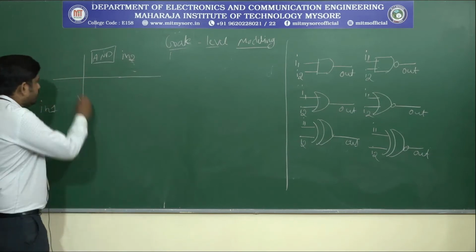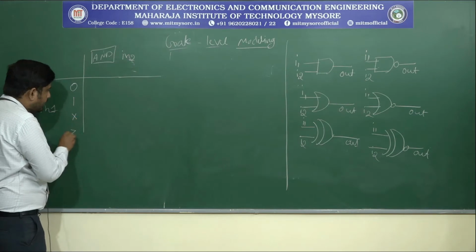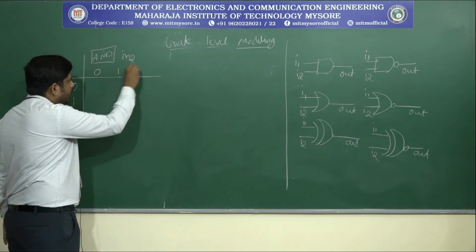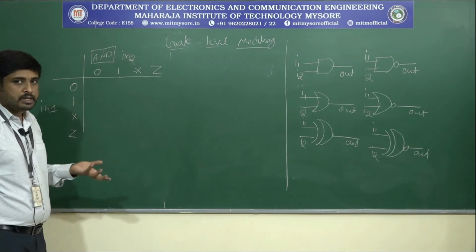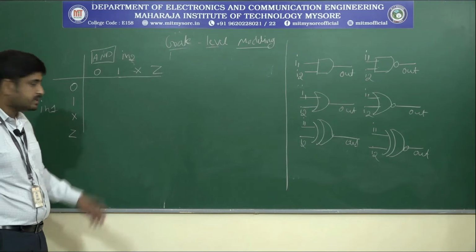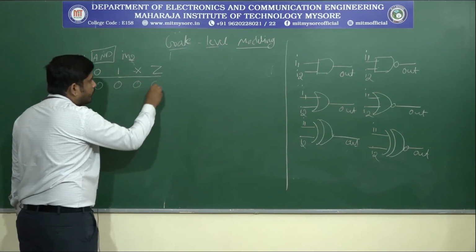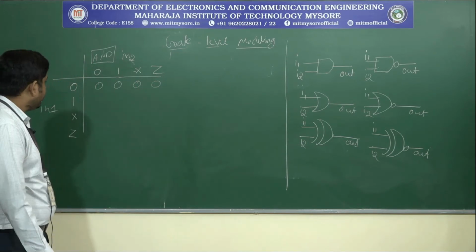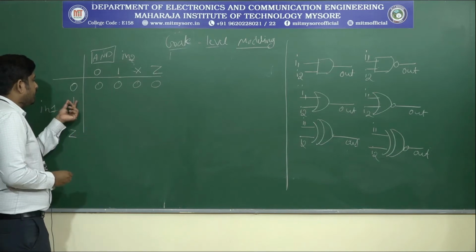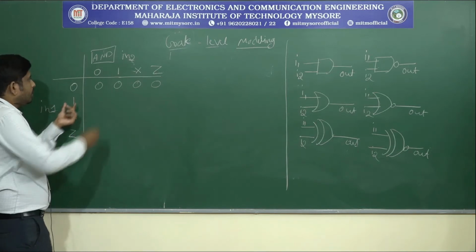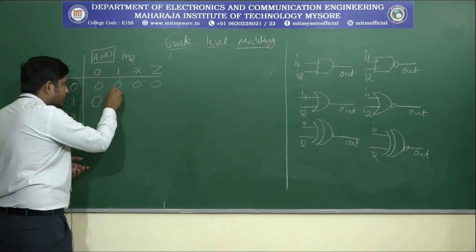Okay. Then first we consider 0, 1, X and Z, and here also 0, 1, X and Z. So in an AND gate, if any one of the inputs is 0, then obviously the output is 0. Next, the second combination: input 1 is 1, then 1 and 0 is 0 only, then 1 and 1 is obviously 1.